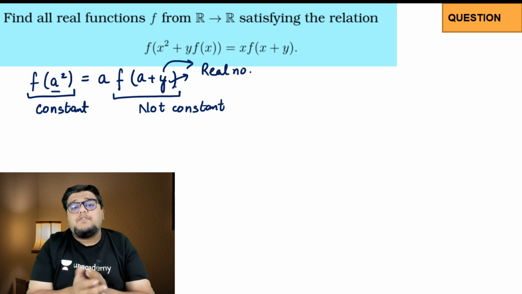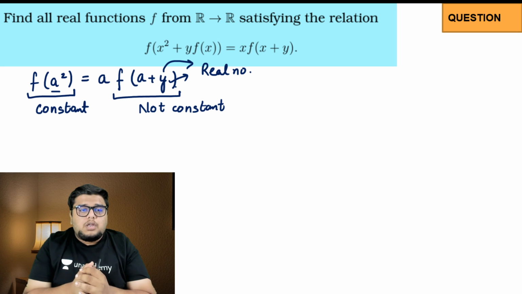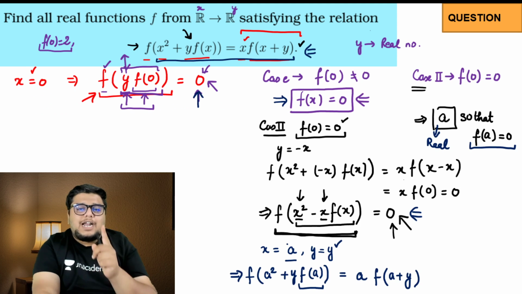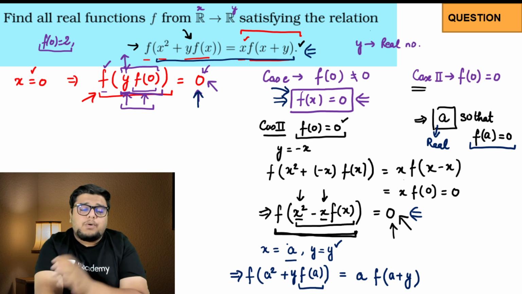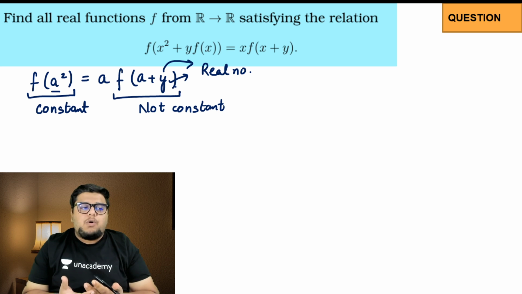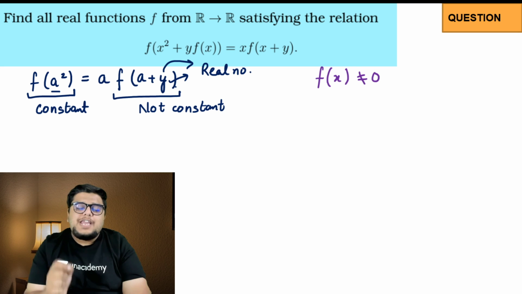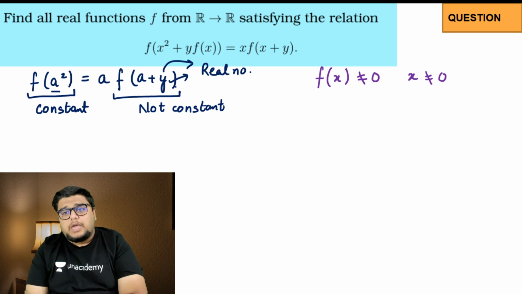I forgot to tell you about constant functions also. It can be a constant function or it can be 0. But we have already seen that the only constant function which satisfies this is f of x equal to 0. The 0 function only satisfies this. That is the only constant function. So what we can consider finally, let me just write it, is that f of x is not going to be equal to 0 for any x which is not equal to 0.